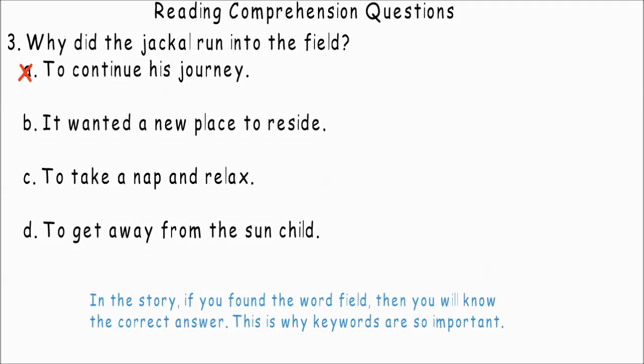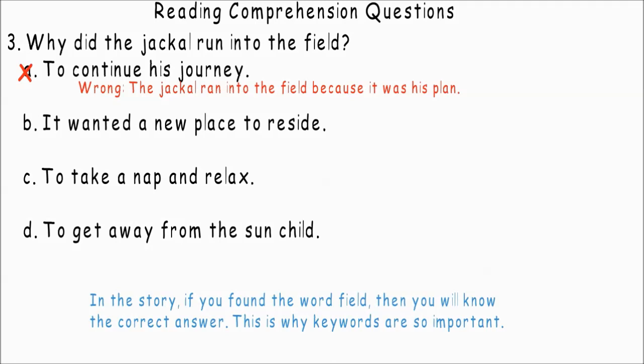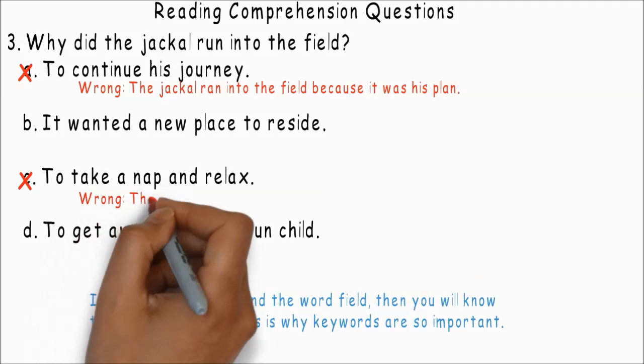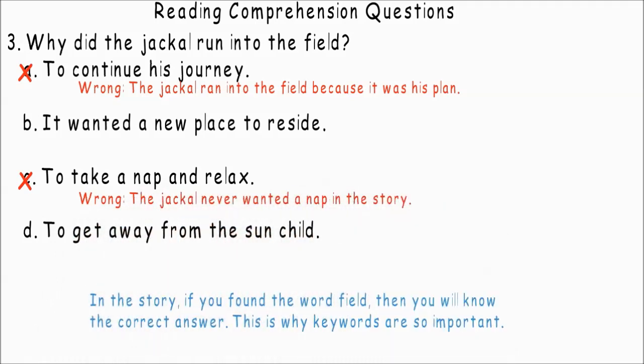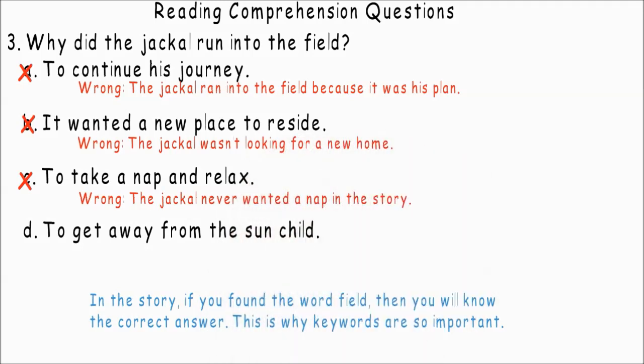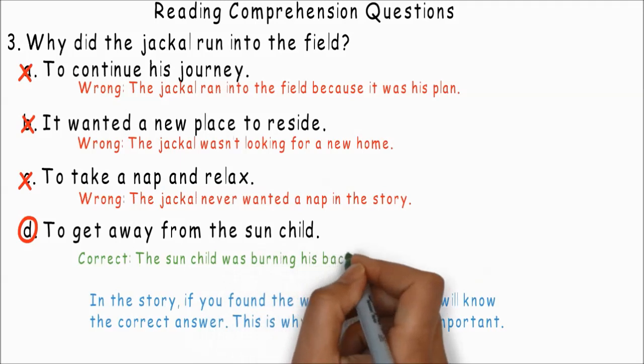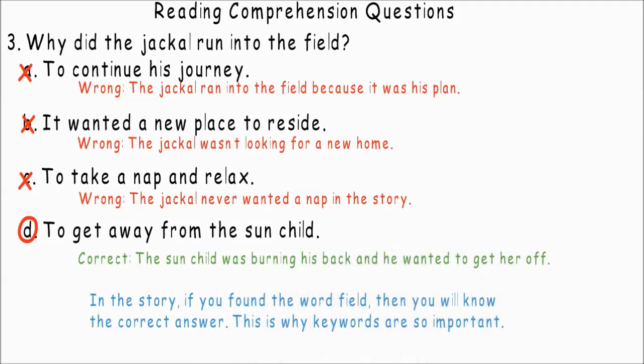Well, it's not A, to continue his journey. The jackal ran into the field because it was his plan. It's not C, to take a nap and relax. The jackal never wanted a nap in the story. It's not B. The jackal wasn't looking for a new home. A place to reside is a new home. So the answer is D, to get away from the sun child. The sun child was burning his back, and he wanted to get her off. I don't blame him. That doesn't sound like fun.